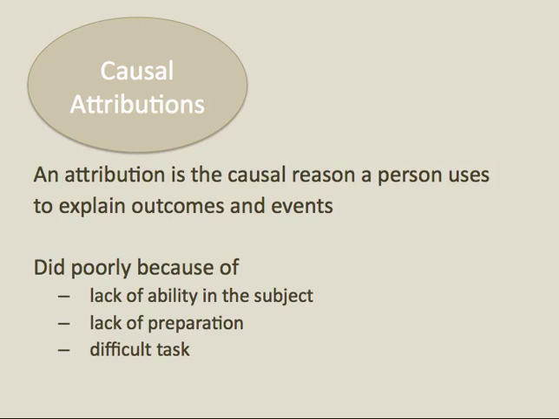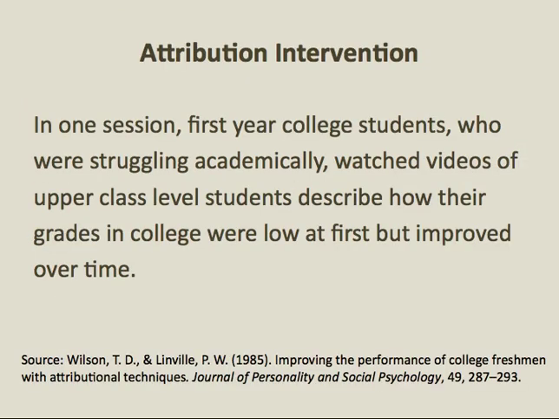There is a link between the type of attribution students use and their motivation and persistence. For example, if you believe that you do poorly in a subject because you lack ability, you are also likely to believe that there is no point in trying. Your effort and motivation are likely to be weak. Conversely, if you attribute poor performance to lack of effort, you are more likely in the future to improve your preparation, try harder, and persist.